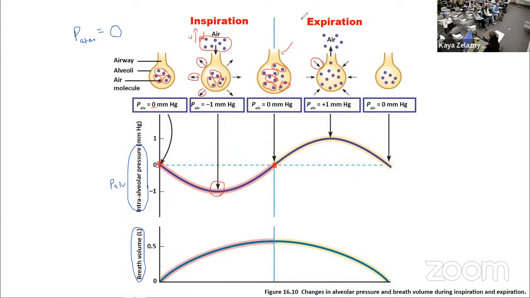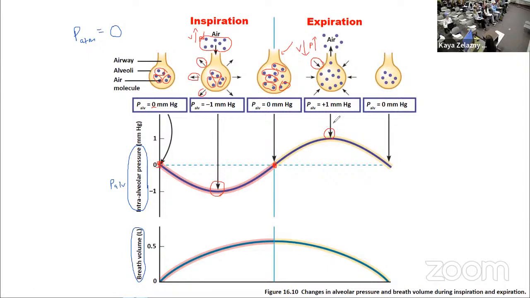Which means essentially we are decreasing the volume of that container, which means we have an opposite change when we think about the pressure. So now our pressure goes up. The pressure is now going up with these molecules here. That's how we get to this higher pressure.